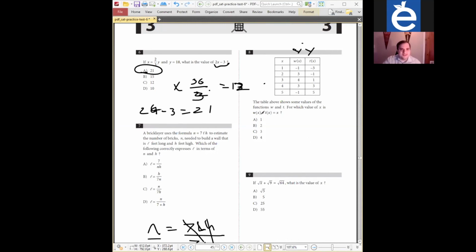So basically, this is asking you, where do we add the Y values, right? Because all W of X and T of X mean is Y for a given X. So it's asking, where do the Y values add up to equal X, right? Okay, well, if X is 1, then that's -3 plus -1, -4. That does not work. If X is 2, that's 3 plus -1, which is 2, which is equal to our X value. Our answer is B.